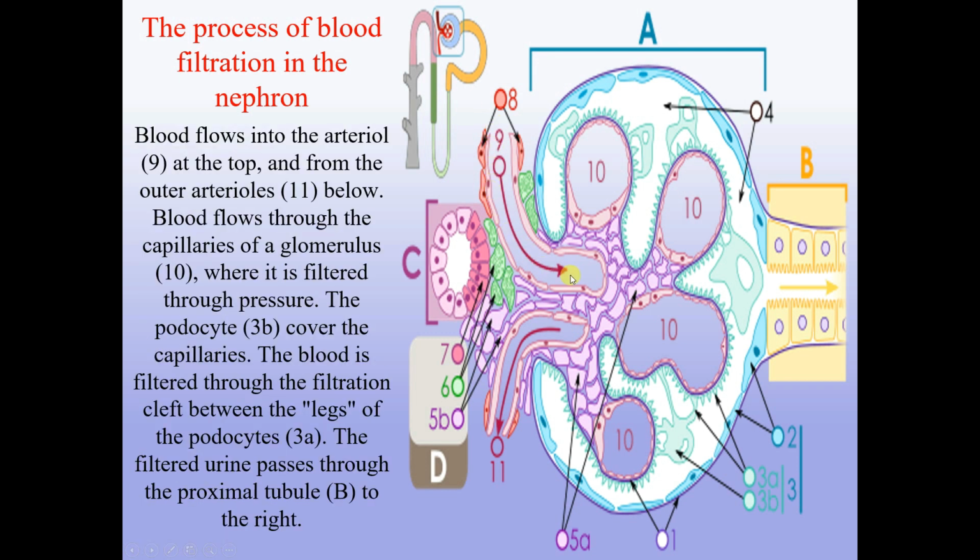Blood flows into the arteriole at the top and out from the efferent arteriole below. Blood flows through the capillaries of the glomerulus, where it is filtered through pressure. The podocytes in here cover the capillaries. The blood is filtered through the filtration cleft between the legs of the podocytes. The filtered urine passes through the proximal tubule to the right.